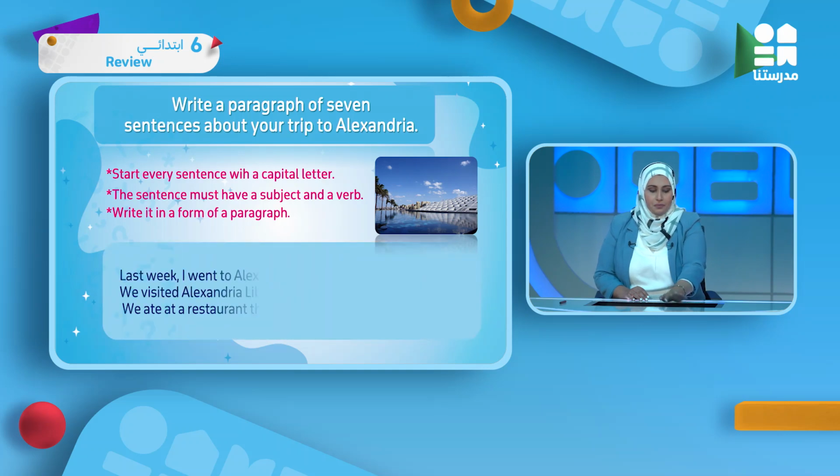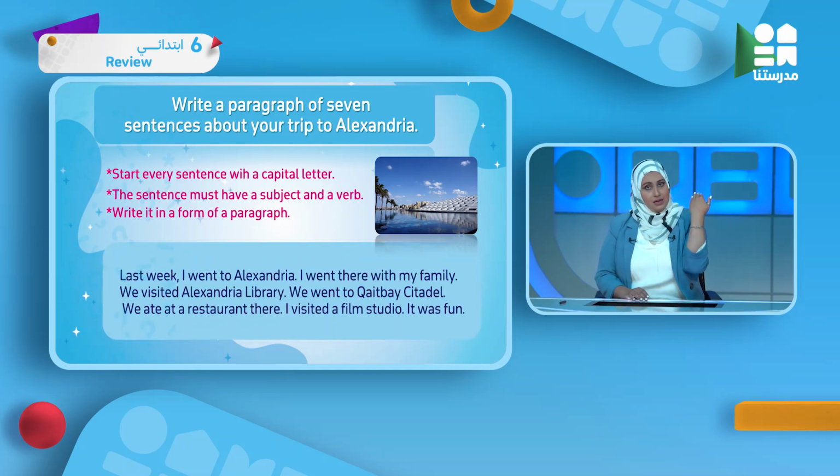ها. Last week حاجة last. لما اقول last week كده هنكتب في ايه؟ انهي which tense is it? It's going to be in the past simple. هنكتبها في الباست simple. ف last week I went to Alexandria. I went there with my family. We visited Alexandria Library. We went to Qaibai Citadel. We ate at a restaurant there. I visited a film studio. It was fun. عملنا ايه هنا؟ عملناها in a form of a story.